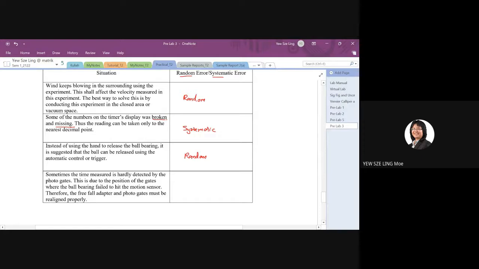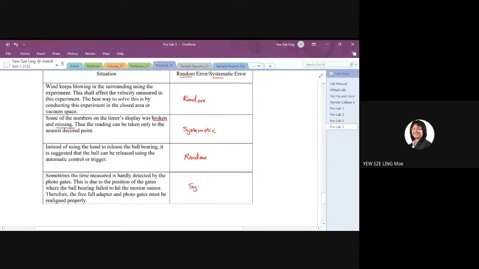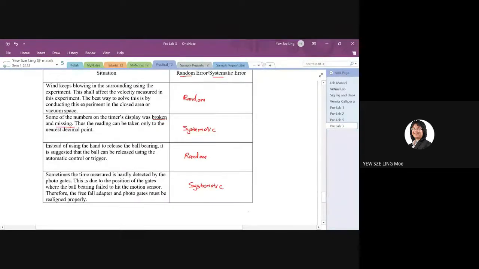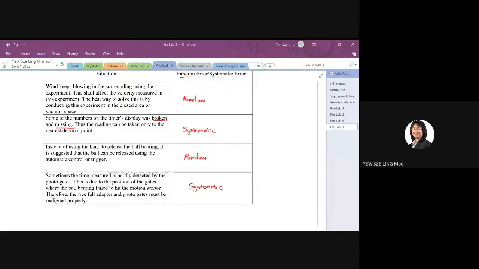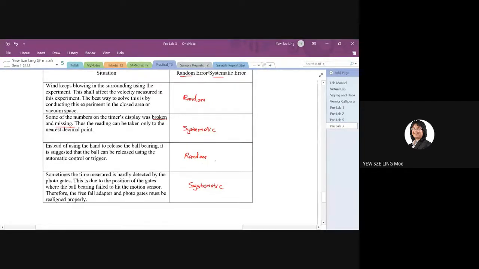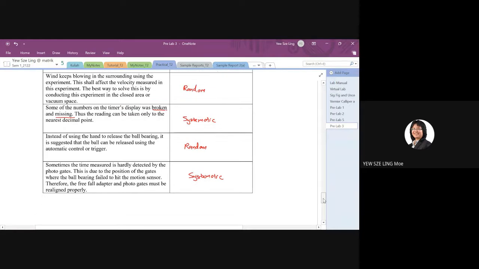Next one. Sometimes the time measured is hardly detected by the photogate. This is due to the position of the photogate, where the ball bearing fails to hit the sensor. Therefore, it must be realigned properly. If it's not realigned properly, then maybe every time you get the same wrong value, slightly faster every time, or slightly slower every time. So in this case, we call it systematic error. Every time the same error, constantly happening, not just once or twice. If you repeat the experiment ten times, you will get the same error ten times. So that one we call systematic error.